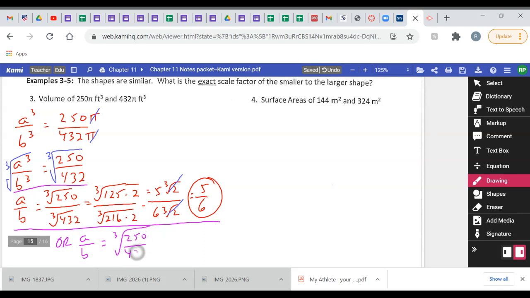I can just reduce down this fraction first within the cube root, the 250 and the 432. If I can just think of a number that divides evenly into both of those, which is 2, then I can reduce this down to 125 and 216. And from there, if I go ahead and take the cube root of 125, I get 5. If that's not one you know, you can do that on your calculator, and please ask if you're not sure.